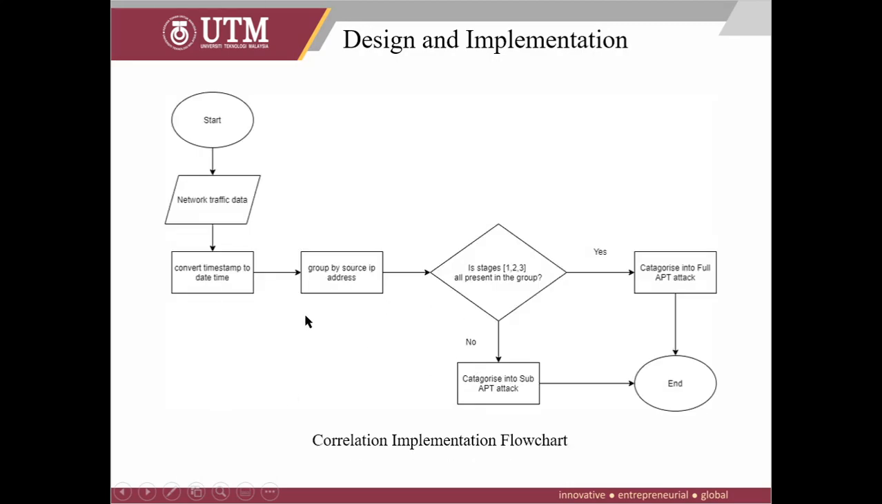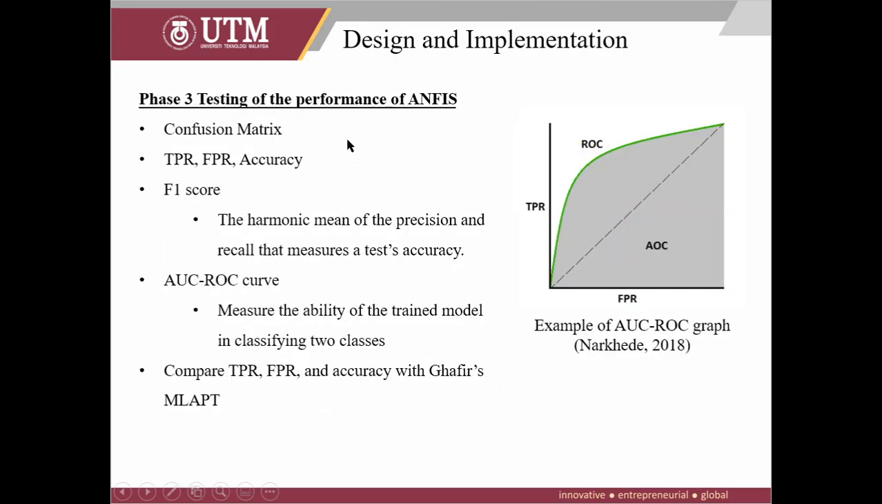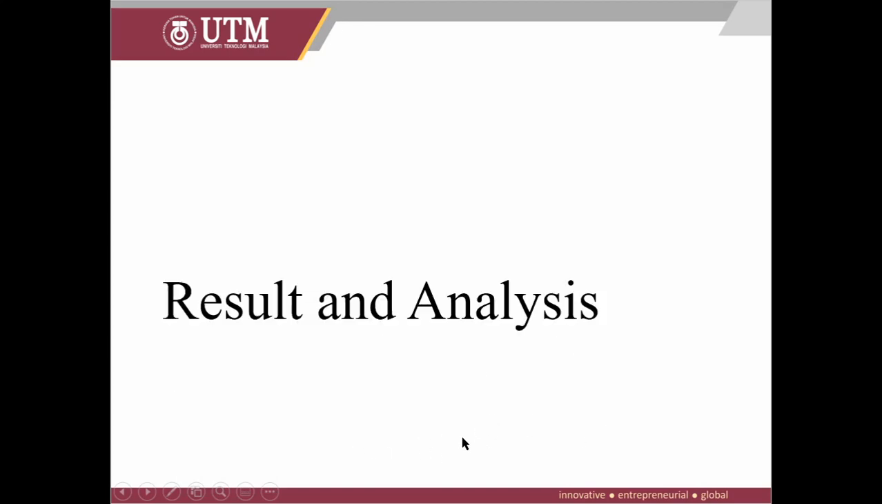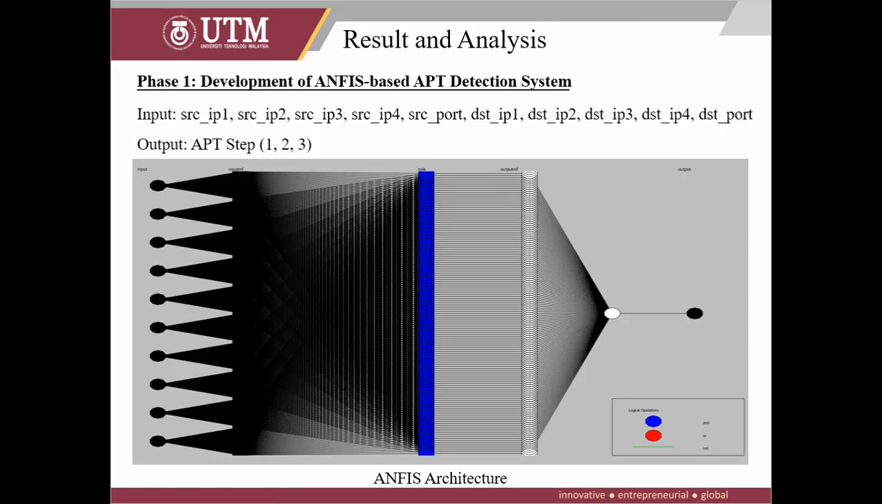So this is the implementation flowchart when we do the coding. And phase 3, this is the testing, the metrics that we will use to test our performance, which we will explain more in the result section. So this is the result. This is the result of phase 1.